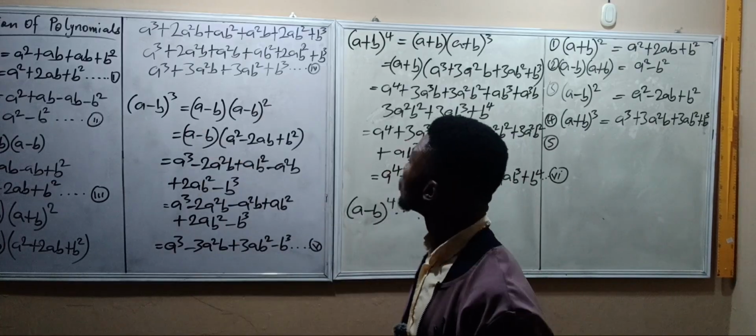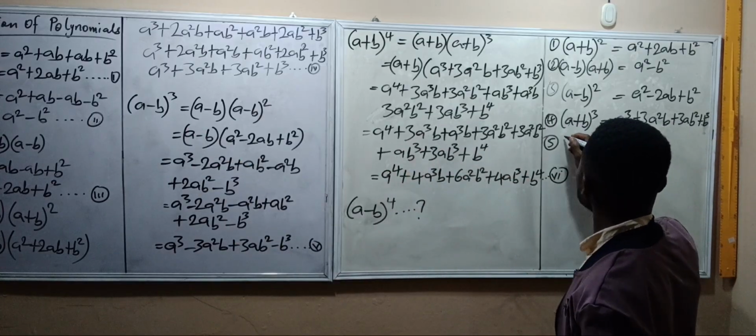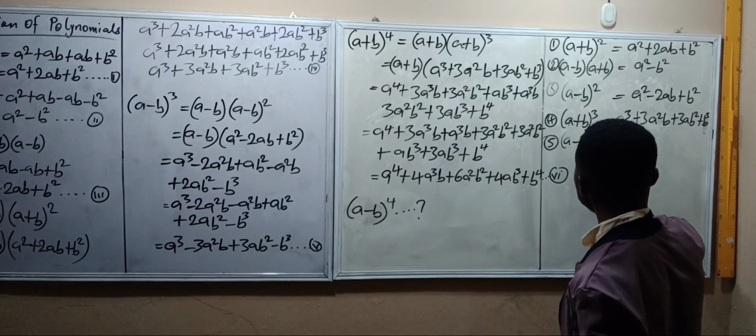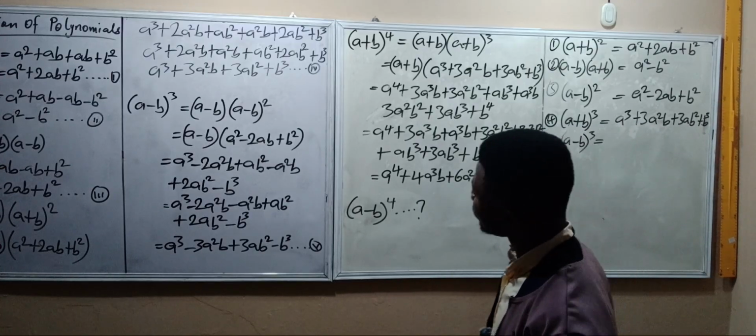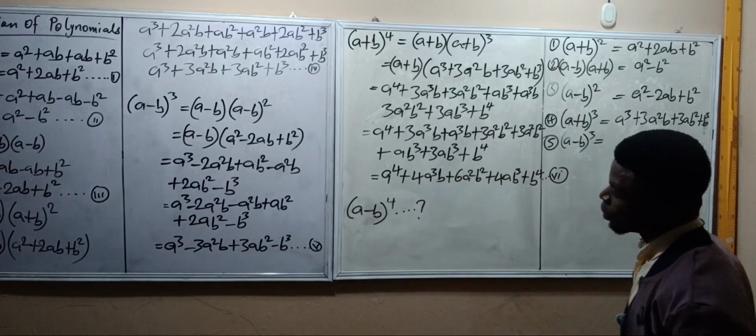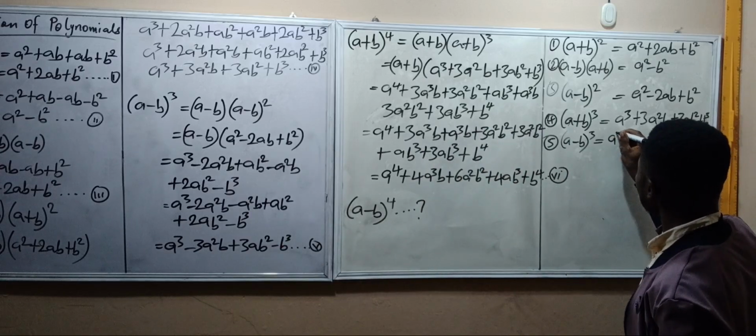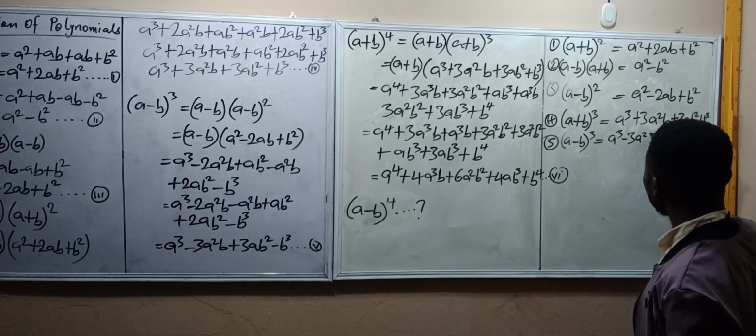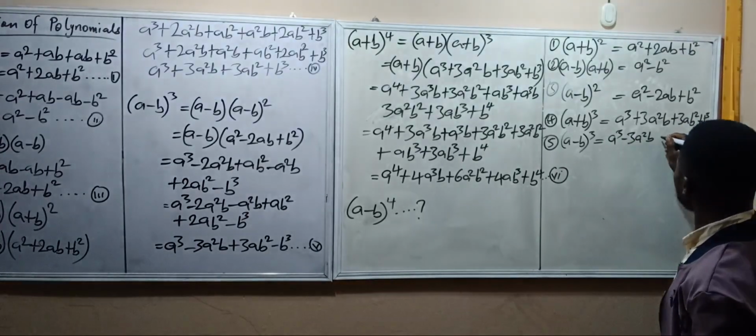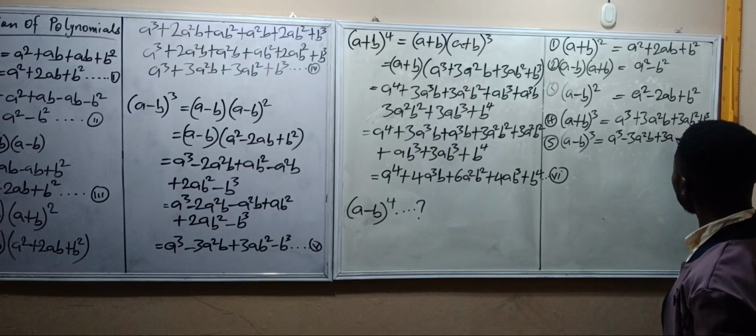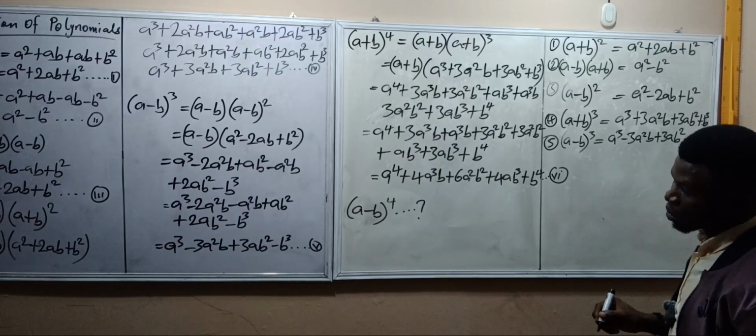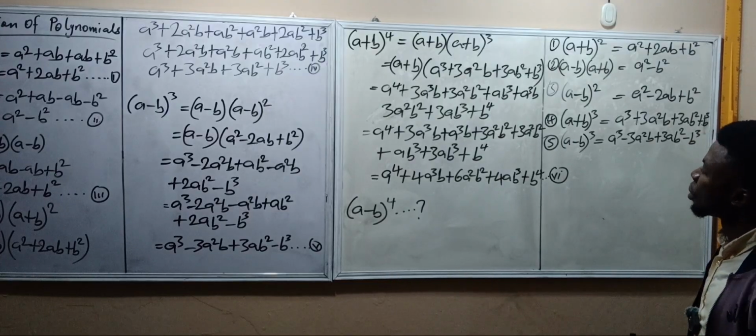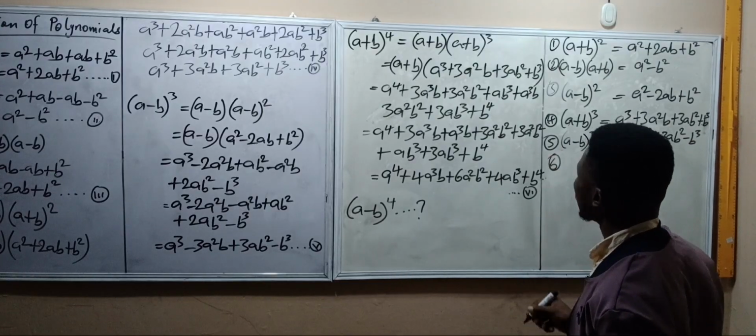Then number five is A minus B to the power of 3. If you expand it, you will get A to the power 3 minus 3A squared B plus 3AB squared, then minus B cubed.